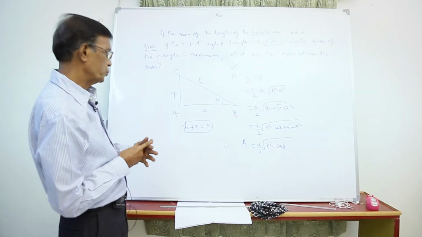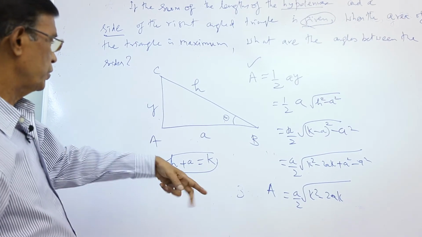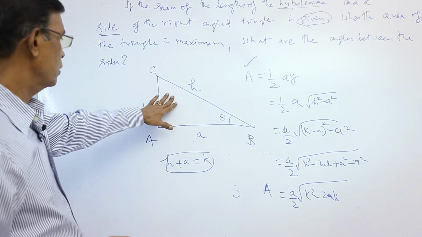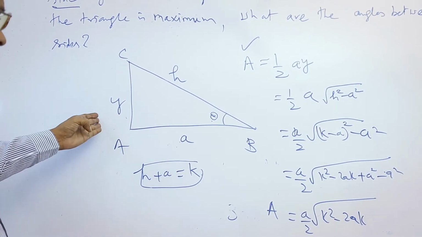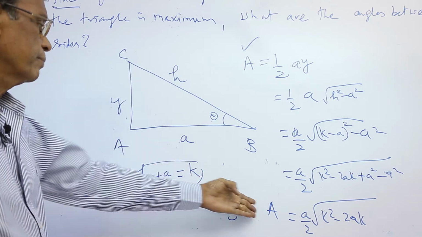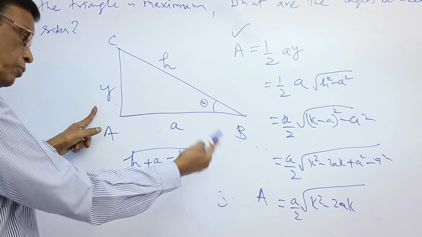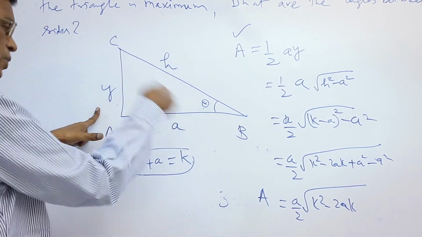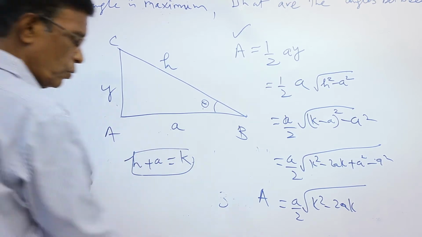Now as I told you, the area varies according to a and depending on a and y. Now the sum of this thing also becomes this thing here. So I have to differentiate this area with respect to a. Now let us see what happens.